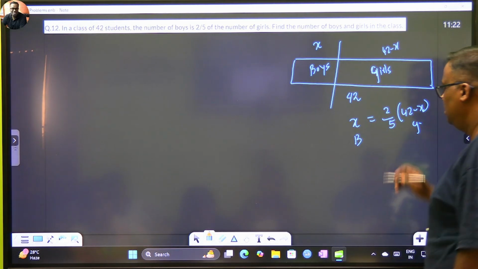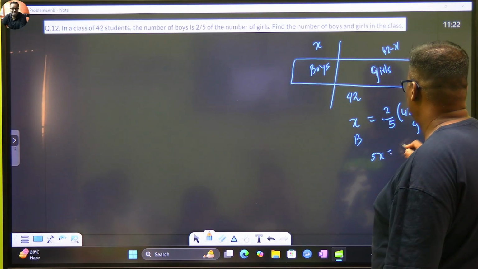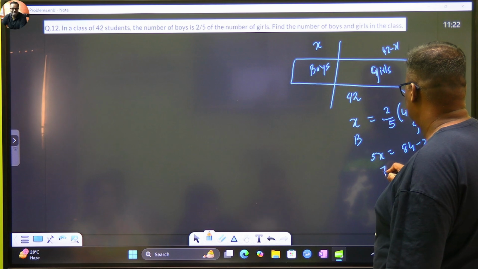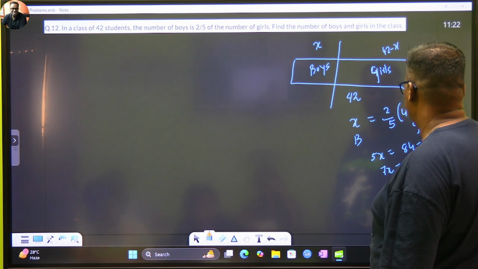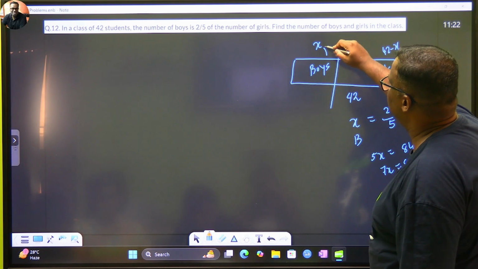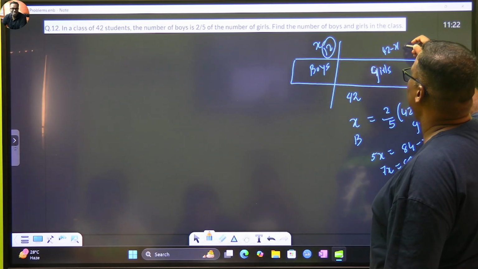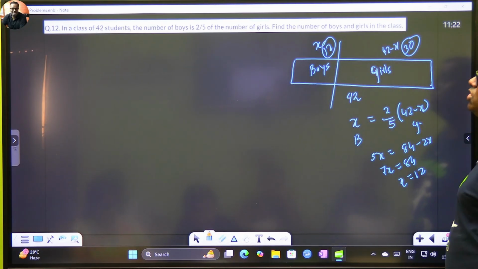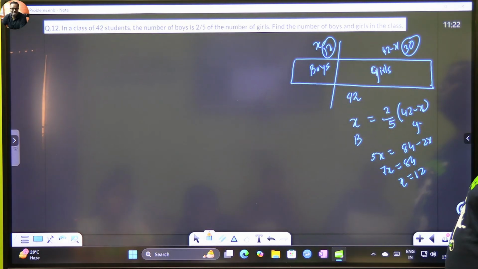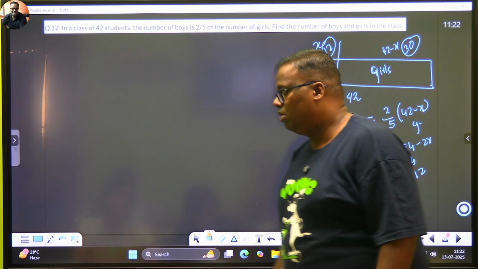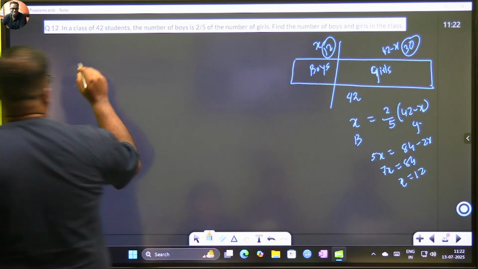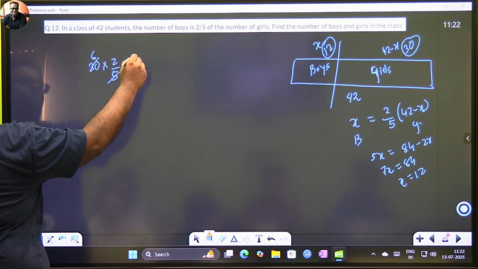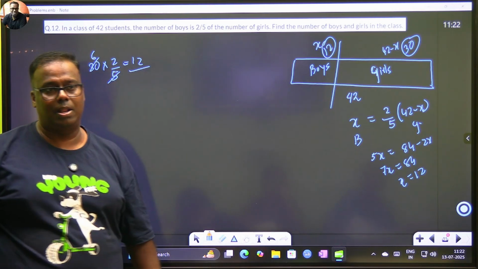So what is the answer? We get 5x equal to how much? 84 minus 2x. So you get 7x is equal to 84, x is equal to 12. Therefore, the number of boys is 12 and the number of girls is 42 minus 12, which is 30 girls. Now check whether 12 is 2/5 of 30 or not. Take 30 and multiply it by 2 by 5. 5 sixes are 30, 6 twos are 12. Yes, matching. Your answer is correct.